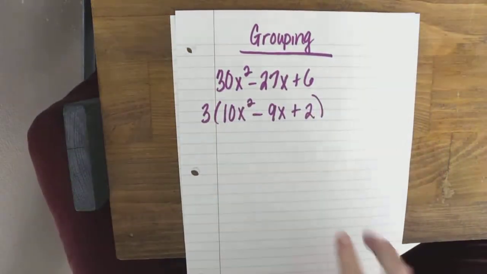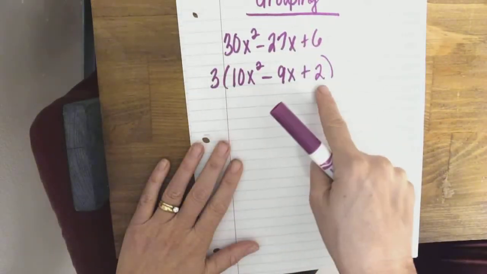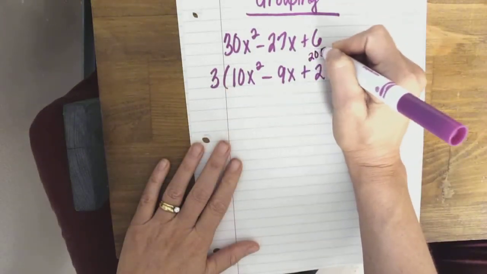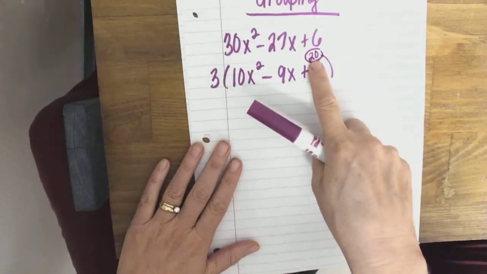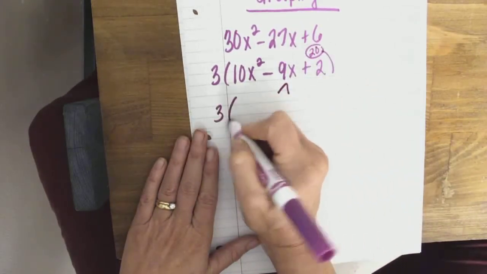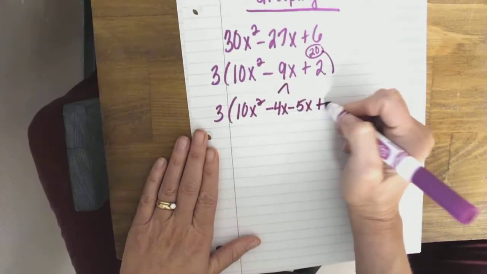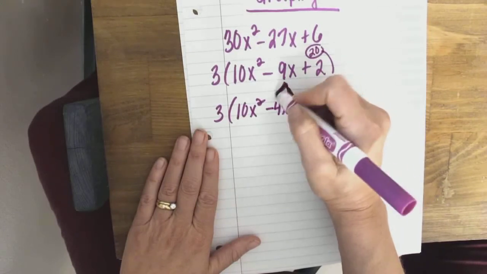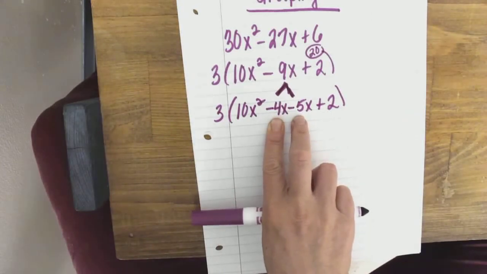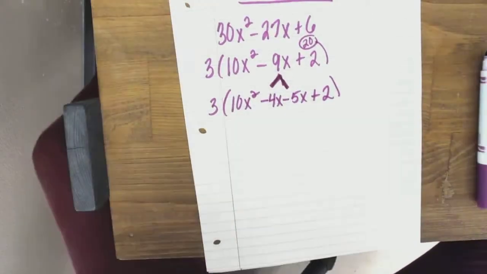All right, last method to do that exact same problem I have on a separate sheet of paper. It's called grouping. You might have done this last year. So here is the original problem where I took out the 3. So now you're going to do it this way. 10 times 2 is 20. You write it up here and you think, what numbers multiplied together give you 20, but add to give you -9? And the numbers are -4x and -5x. So I keep everything else the same, but I just split the middle term into those two numbers. And it does not matter which one is first and which one is second.